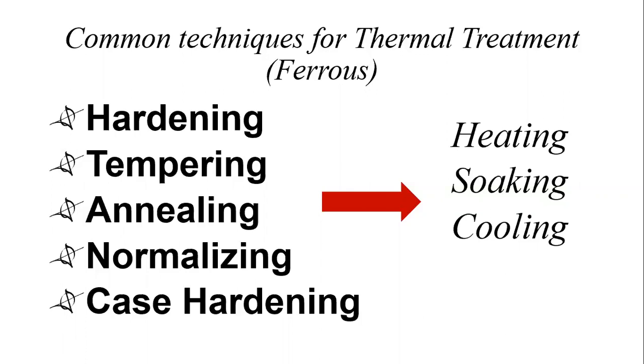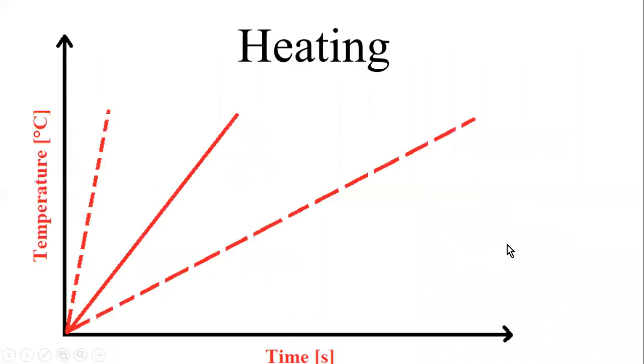And all of these 5 techniques have 3 things in common. All of these techniques have to have these 3 steps. First, you have to heat, then you have to soak, and then you have to cool down. So what is heating? You can have different types of heating, as you can see. Heating is the first step in a heat treating process.